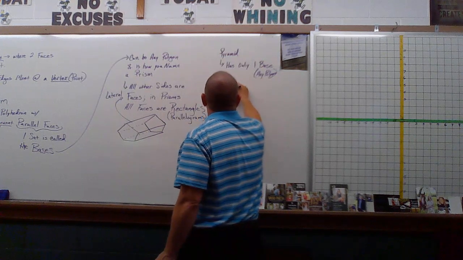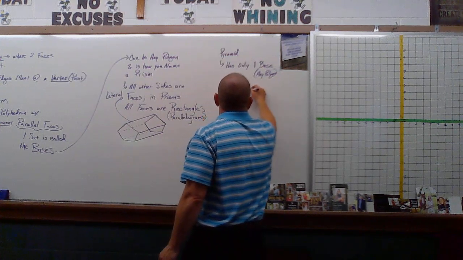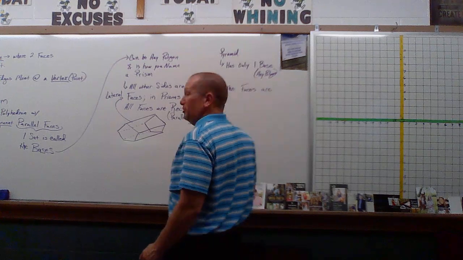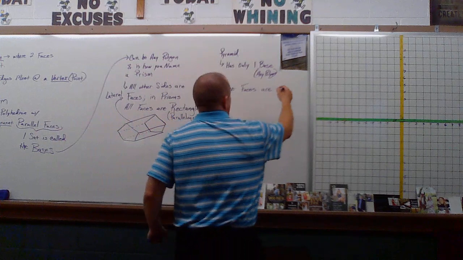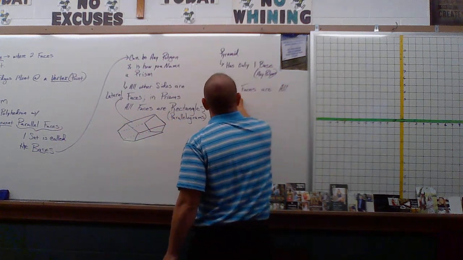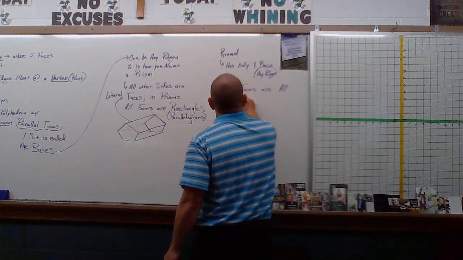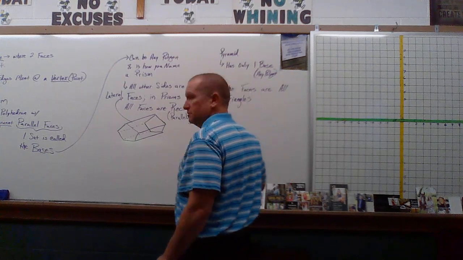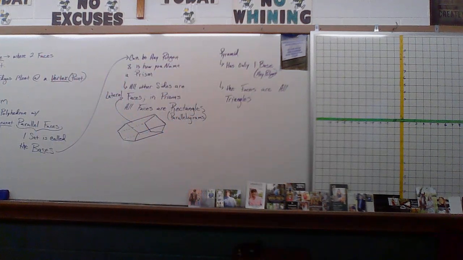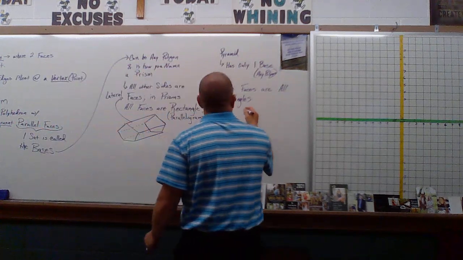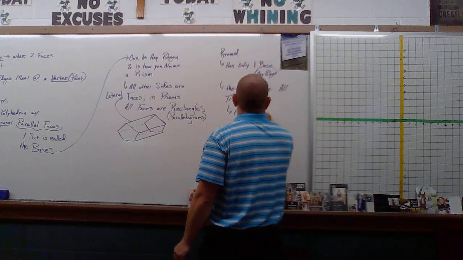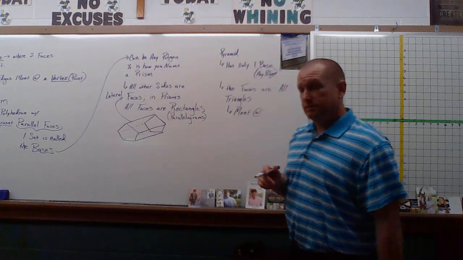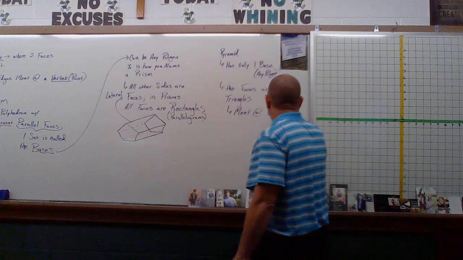The faces are what in a pyramid? What shape are my faces? The faces are all triangles. And they come together. They meet at what? The vertex. The vertex is a point.